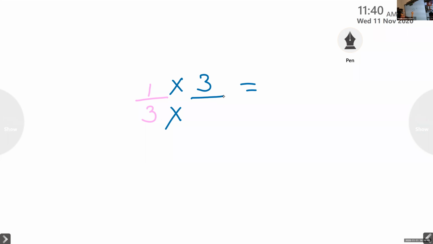Denominator and numerator should be multiplied by the same number. So 1 into 3 is 3. 3 into 3 is 9. Yes, Gautam? Can we make an equivalent fraction for 1 by 3 by multiplying by any number? Yes or no?